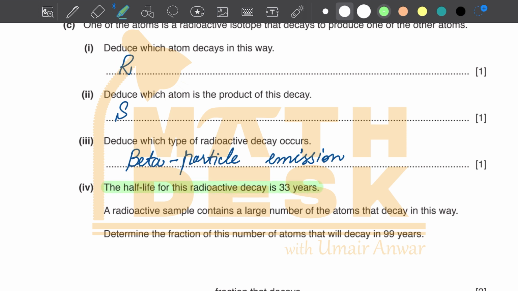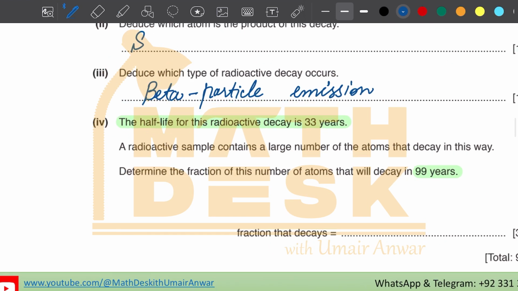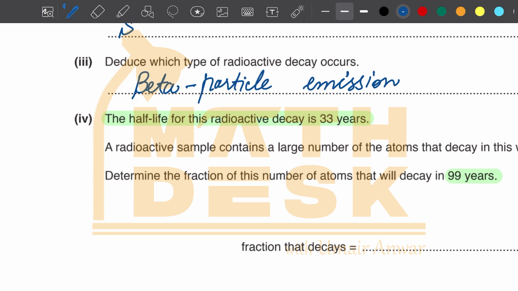A radioactive sample contains a large number of the atoms that decay in this way. Determine the fraction of this number of atoms that will decay in 99 years. Okay, so in 99 years' time, how many half-lives would there be? For determining the number of half-lives, I'm dividing 99 by 33. So it means that 3 half-lives would have gone by.